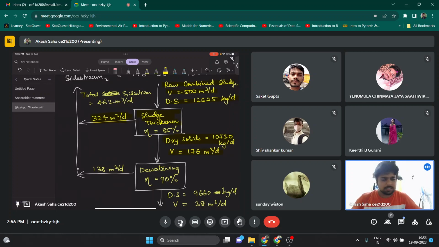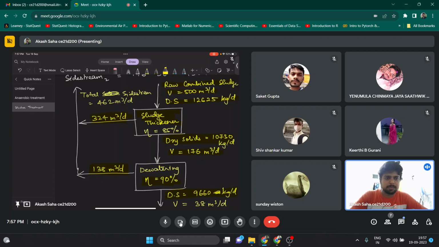After sludge thickening, we go for dewatering. In dewatering, again most of the water will be separated, and with that water, 10% of the solids will also be removed. So my side stream volume again will be 138 meter cube, and after capturing 90% of the solids, I get total dry solids after dewatering of 9660 and a volume of 38 meter cube per day. Both these are just separating the solids from the liquids mostly.